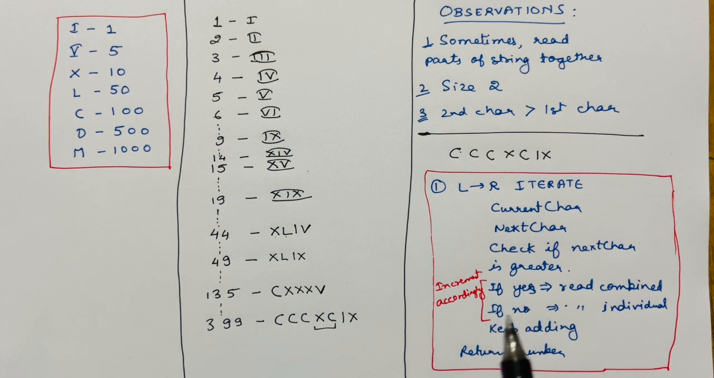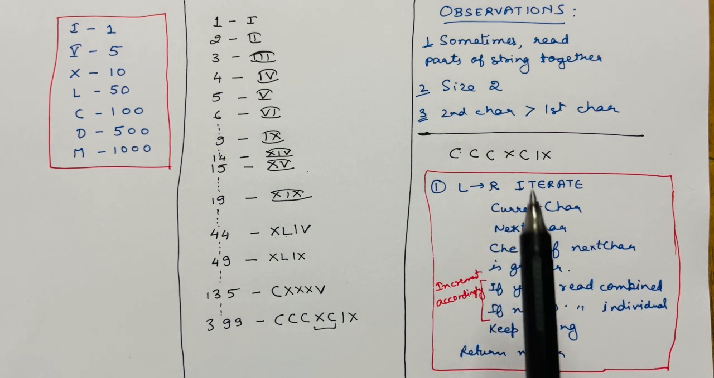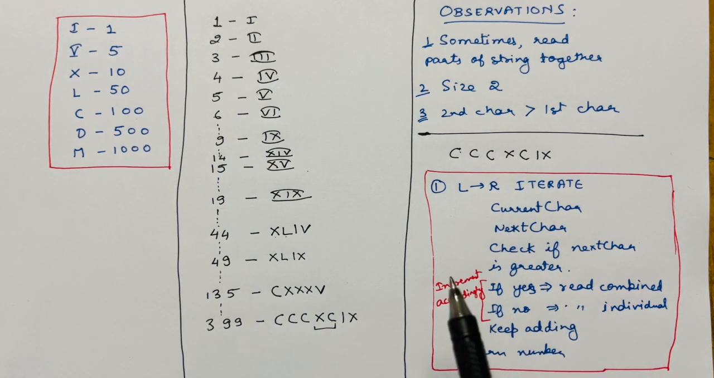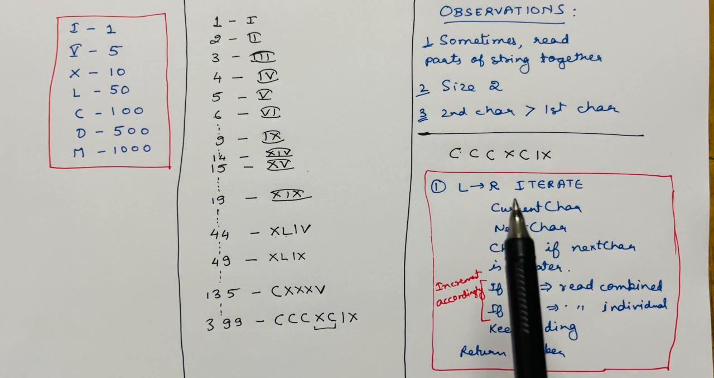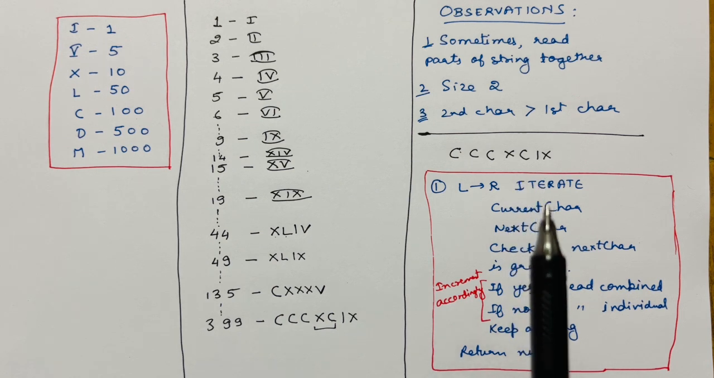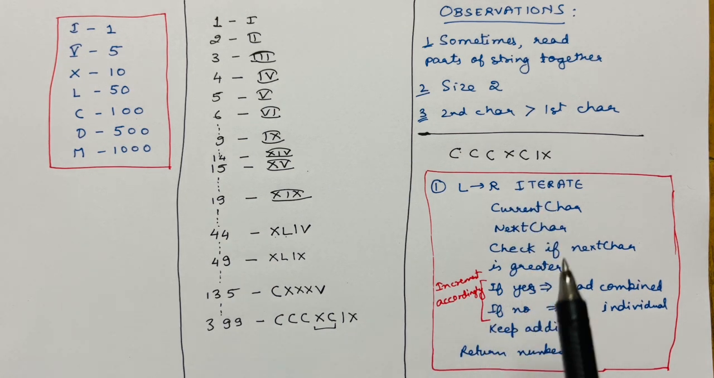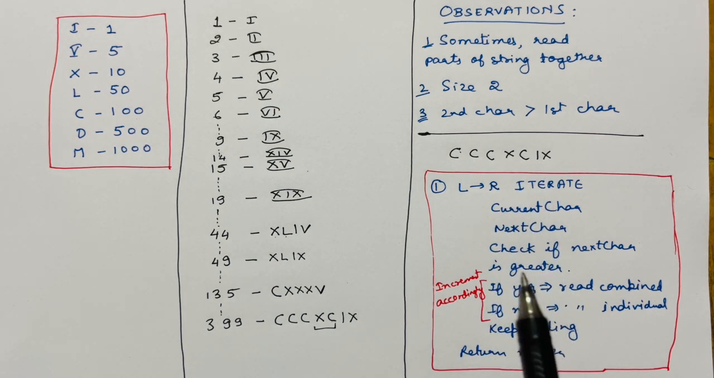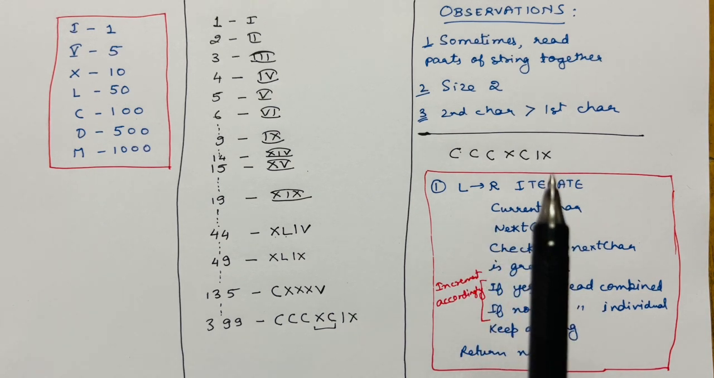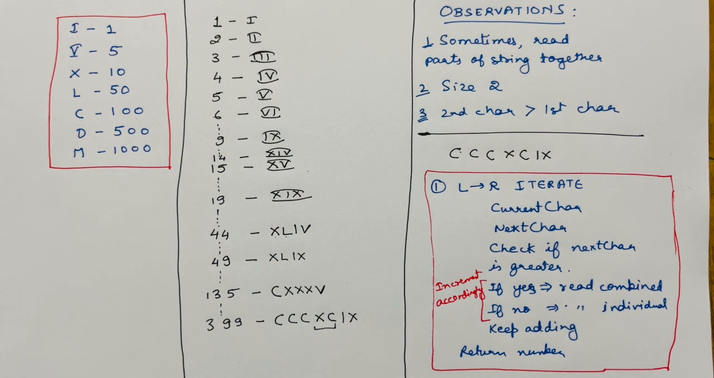And depending on how we read it, our next pointer will move accordingly. If we are reading two characters together, our next pointer for the next iteration will move two places ahead. While if we are reading it individually, our next iteration will just move one place ahead. And with every iteration, we will keep on adding the number. And finally, when we are done at the end, we will return the number.